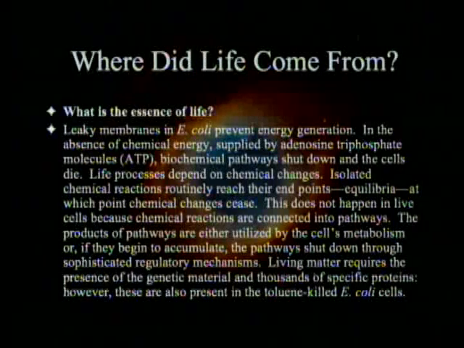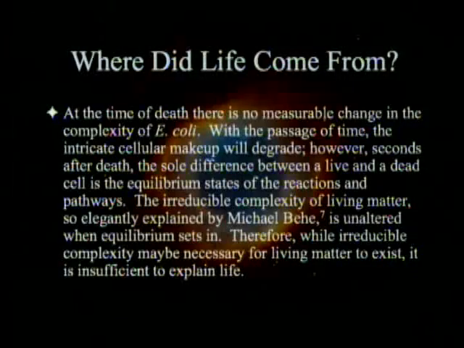Living matter requires the presence of the genetic material and thousands of specific proteins. However, these are also present in the toluene-killed E. coli cells. This is making a point which is often overlooked, and that is that you take a cell and you punch holes in its membranes, the cell dies, you haven't really changed all that much. All you've done is let certain things go to equilibrium, in particular the pH system, which prevents making ATP from a hydrogen ion gradient. At the time of death, there is no measurable change in the complexity of E.